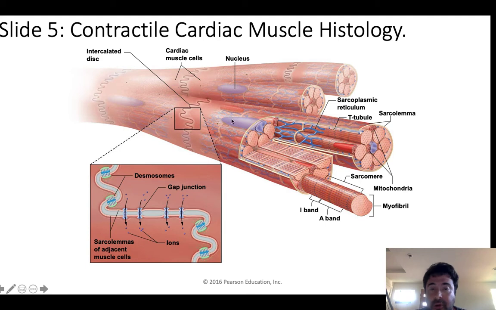That action potential, or depolarizing wave, is allowed to jump from one cell to the next along these intercalated discs through the gap junctions. Another thing I want you to understand about intercalated discs is they also have what are called desmosome junctions. Desmosome junctions are really powerful junctions that physically hold cells together so they don't rip apart, right?